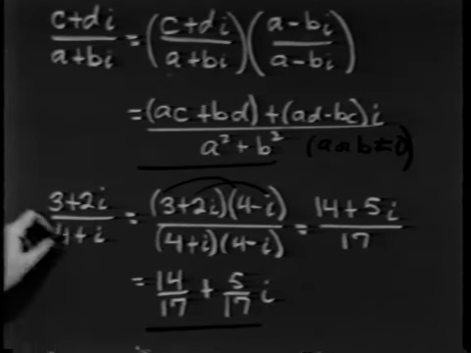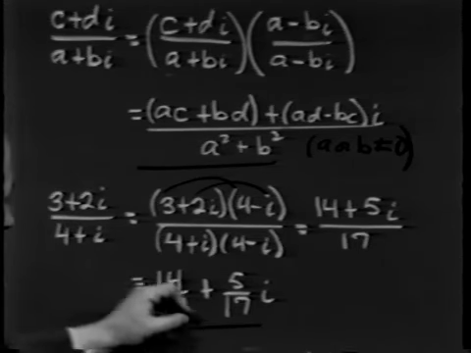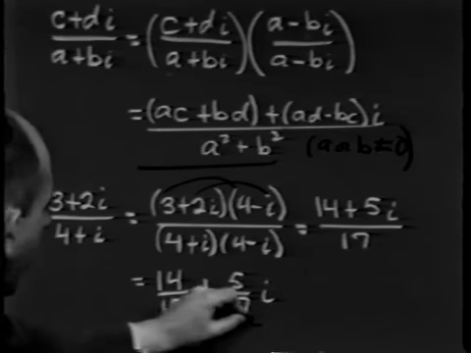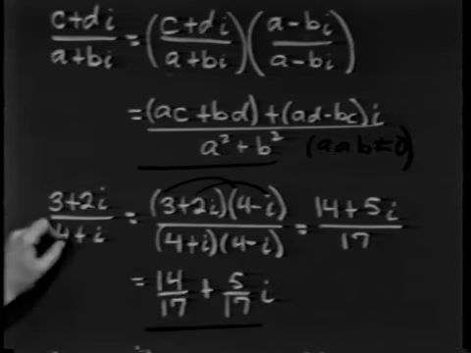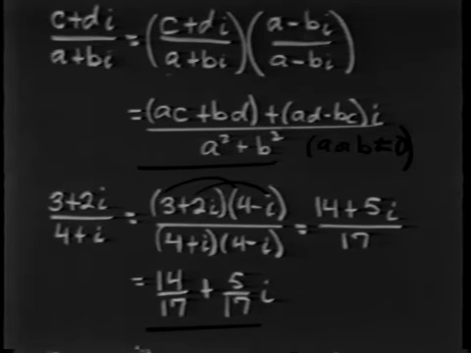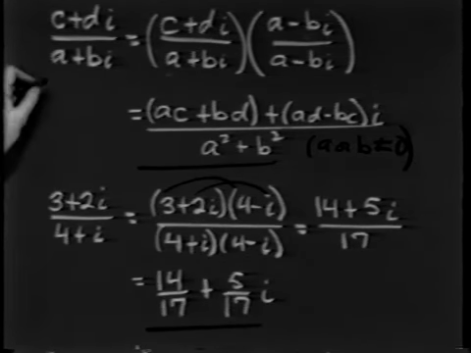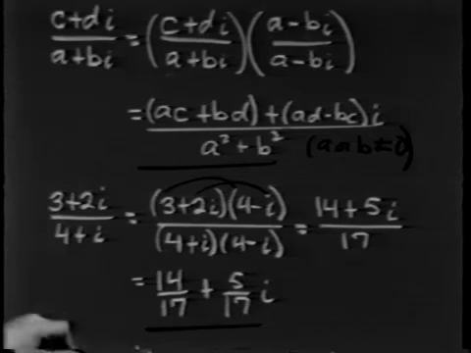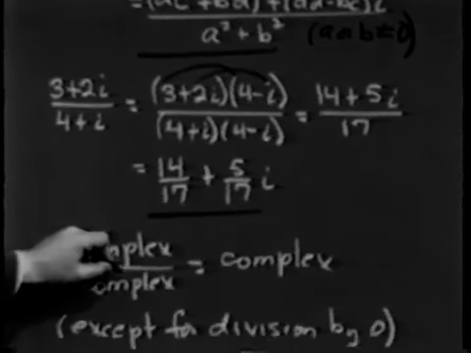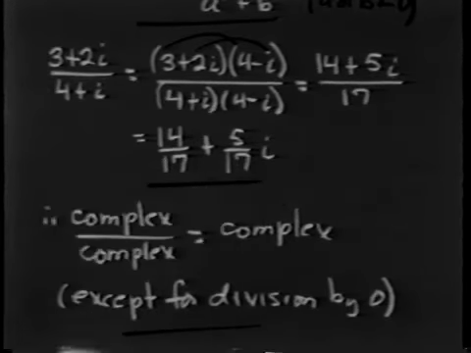And by the way, as a trivial check, and you can do this if you wish for an exercise, simply take the answer that we got here, multiply it by the denominator, 4 plus i, and actually check that that product comes out to be 3 plus 2i. At any rate, this use of complex conjugates shows us that when you divide two complex numbers, the result will be a complex number except for division by 0.